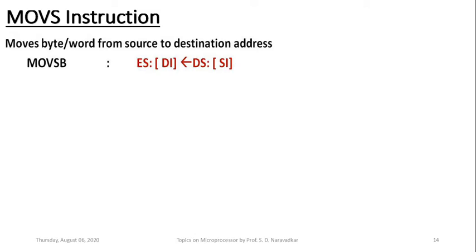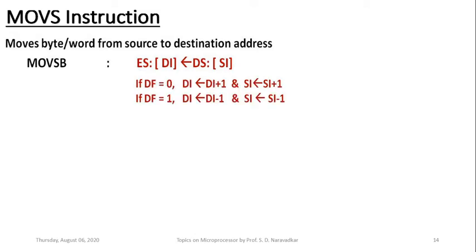Then the effect of the direction flag. If the direction flag is 0, then both SI and DI will be auto incremented by 1. Observe it as the first line. And if the direction flag is 1, then SI and DI, both the registers, will be auto decremented by 1, which is observed on the subsequent line.